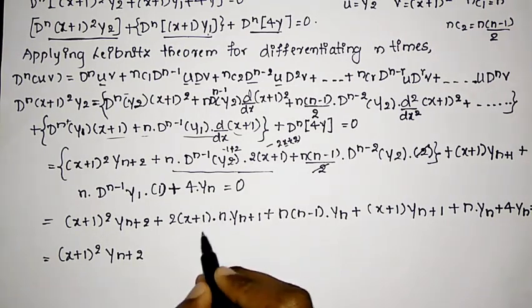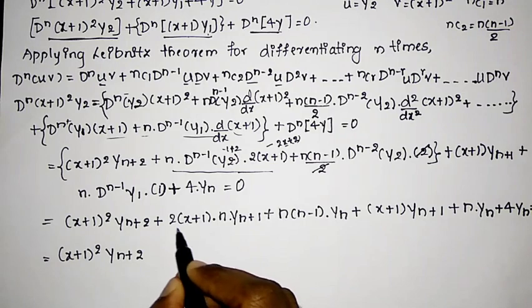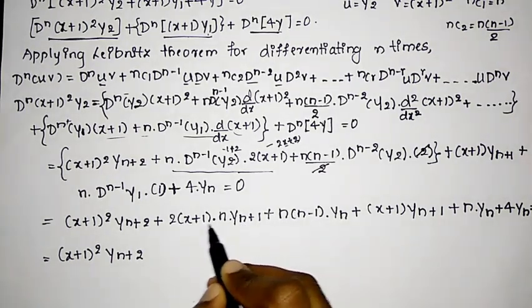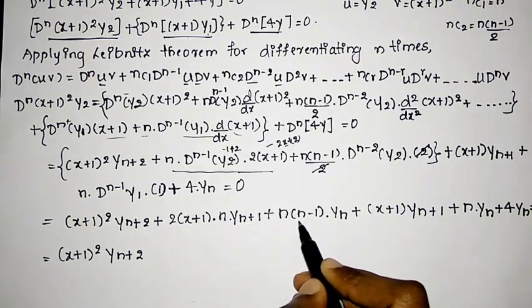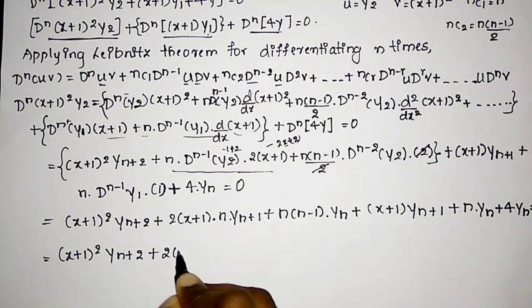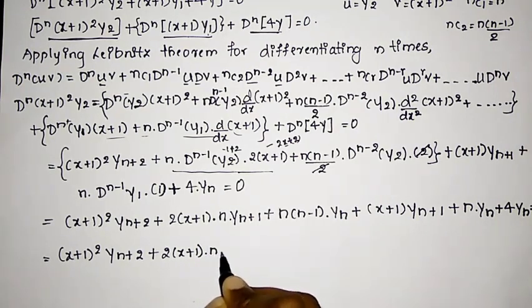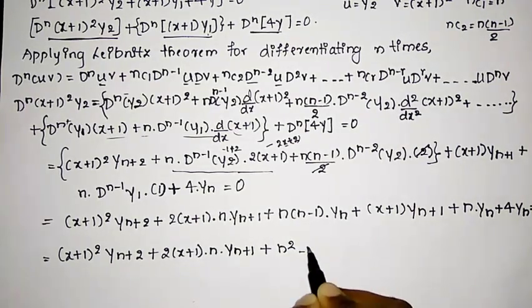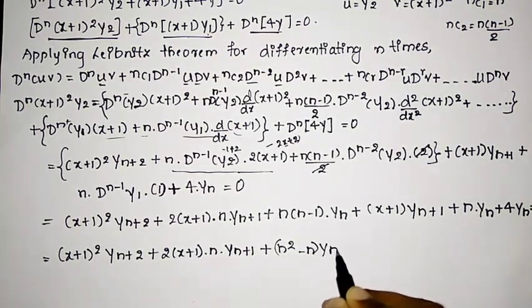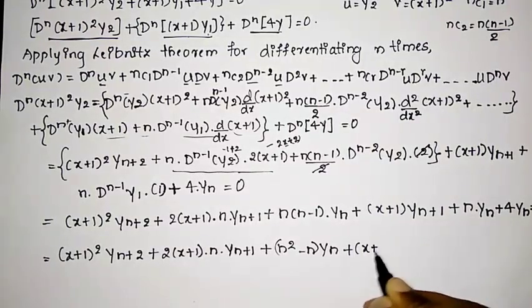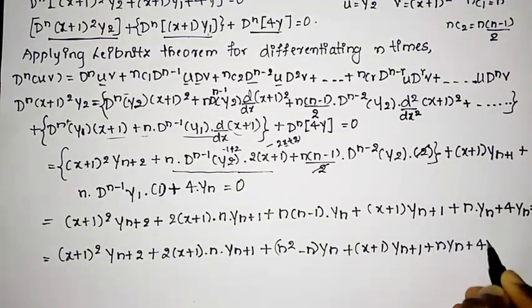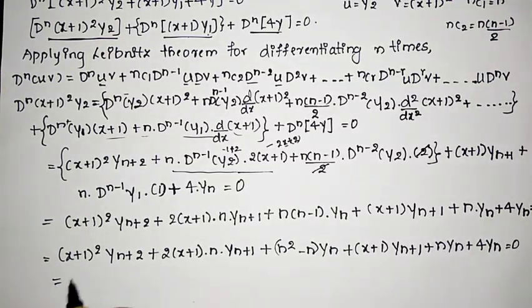So just multiply. It is 2 into x plus 1 into yn plus 1. So here we have plus 2 into x plus 1 into n into yn plus 1 plus n square minus n into yn. So plus x plus 1 into yn plus 1 plus n into yn plus 4yn is equal to 0. So therefore x plus 1 whole square into yn plus 2.